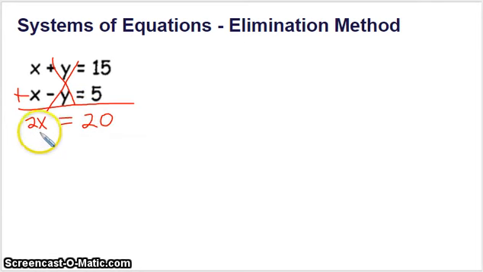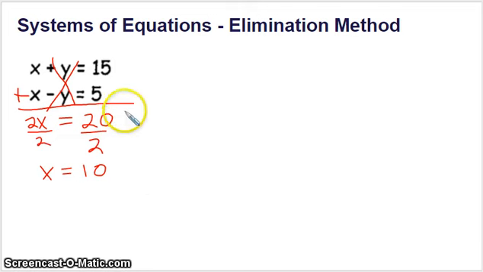All right, from there, we've just got a one-step equation now. Divide both sides by 2. So x equals 10. But we're not quite finished yet. Remember, we need a point. Our solution needs to be a point. So we can take either equation and we can plug in our value of x and then evaluate.